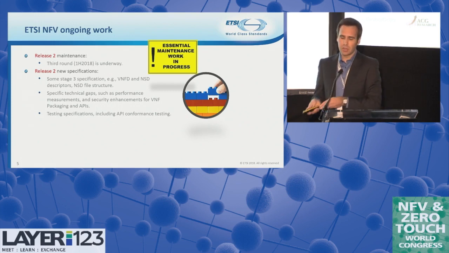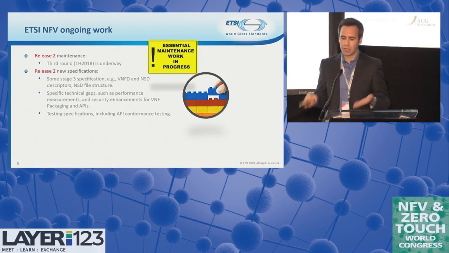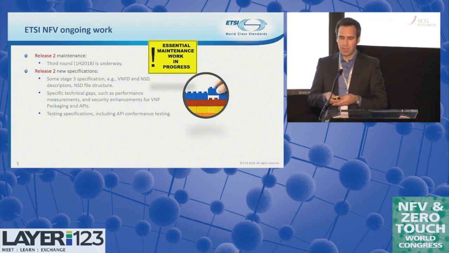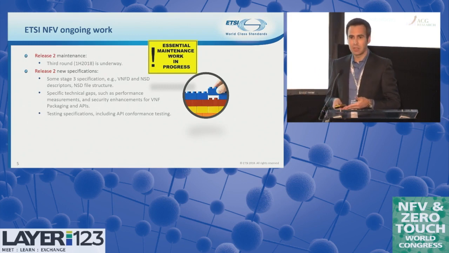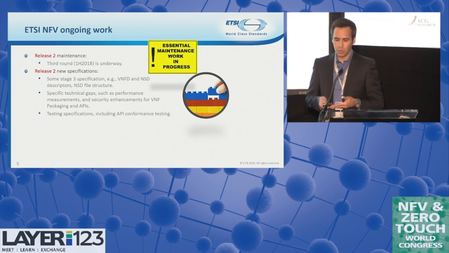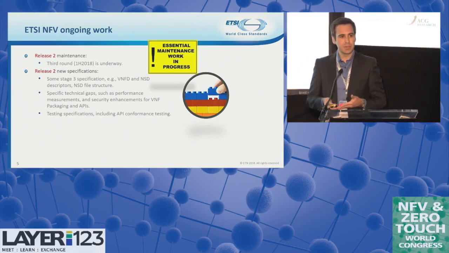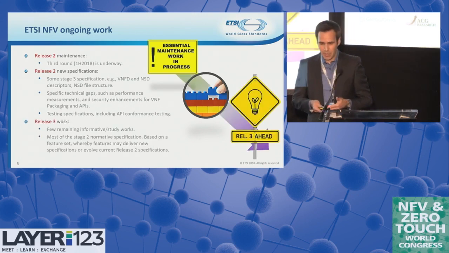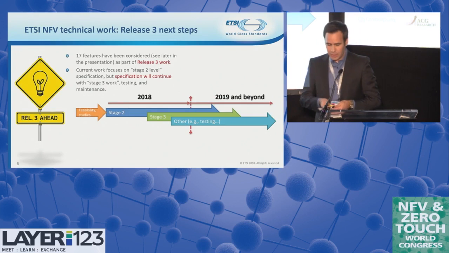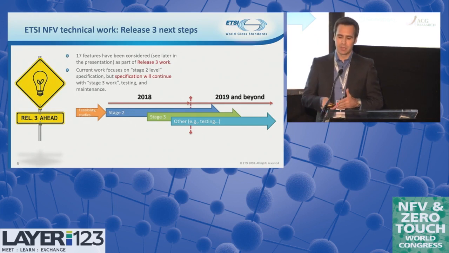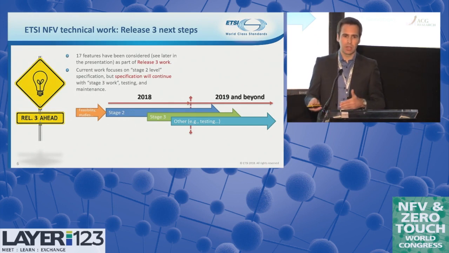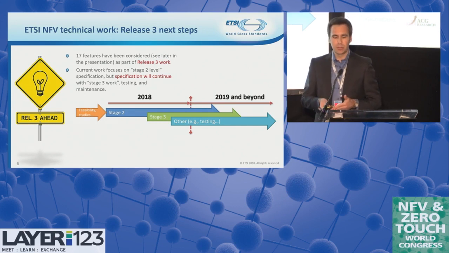We are also covering other aspects like performance measurements and metrics. This is always ongoing, so anyone can define new metrics at any time. We are also enhancing security, the packaging, and the APIs that have been delivered by the Stage 3 work. And we recently triggered the work for providing test specifications to check the conformance of the APIs. And of course, we are working on Release 3. For Release 3, we initially considered 17 features and enhancements. Some of them have evolved and are work in progress at a faster pace than others. And again, Jeremy will provide you more information later on.